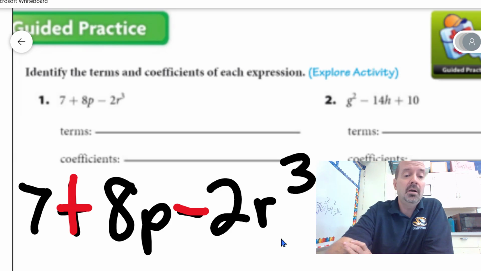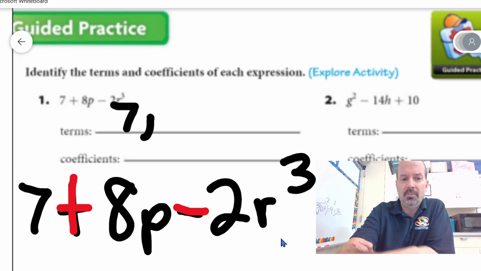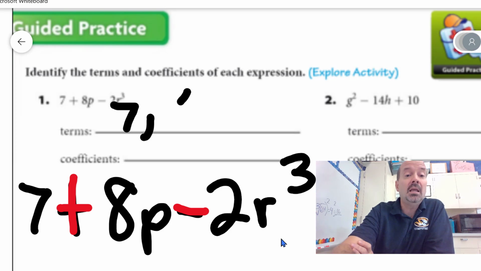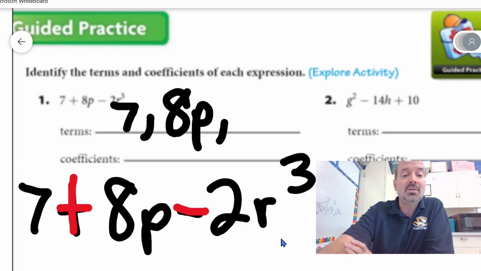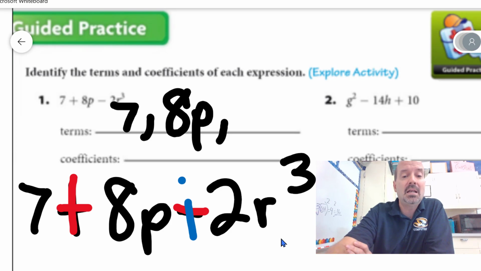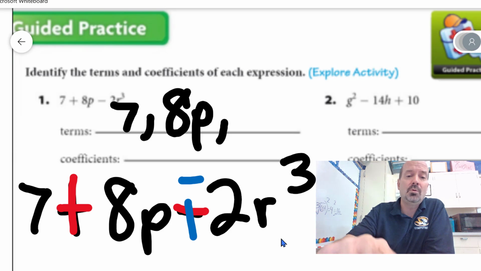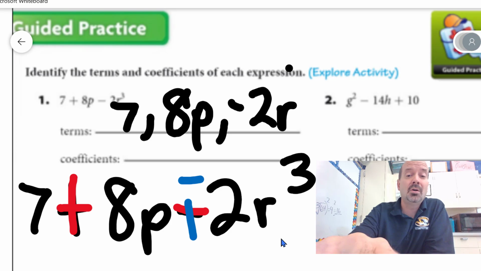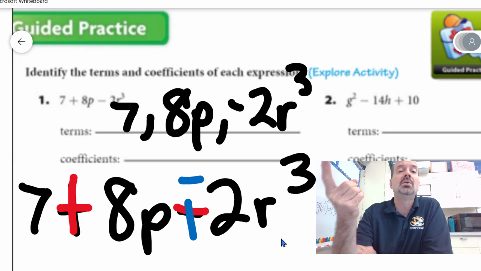The three terms are 7, and then for your homework you're going to put a comma. And then the next one is 8p. And the third one is kind of tricky because you could put plus negative 2r cubed. So the third term would be negative 2r cubed. So those are terms. They're parts or pieces of an expression that are separated by a plus or a minus.